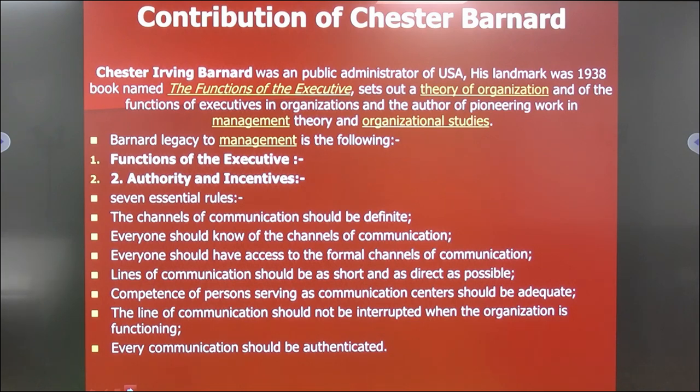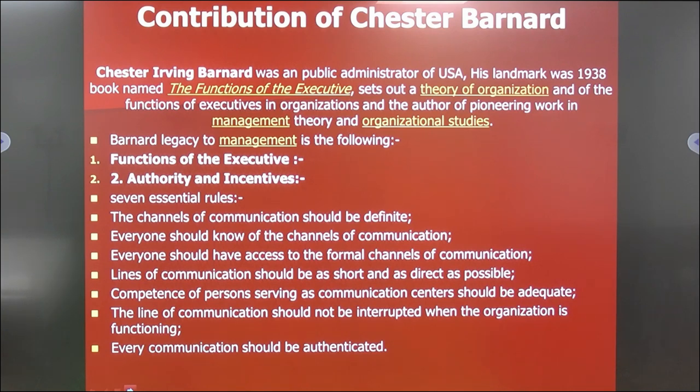Bernard formulated two interesting theories, one of authority and the other of incentives. Both are seen in the context of a communication system grounded in seven essential rules. Because you have seen, when I was discussing functions, Bernard listed number one function, establishing and maintaining a system of communication, and that system of communication is based on these seven pillars. What are they? Number one, the channels of communication should be defined. Where information will come from, where it will go, to whom it will go, when it will go, through which medium it will go.